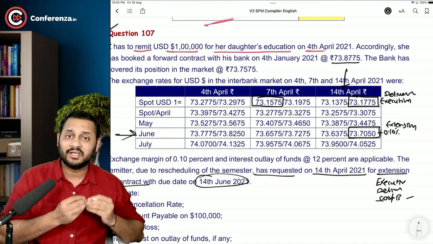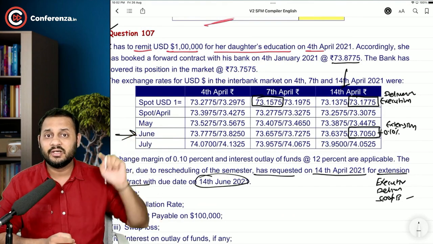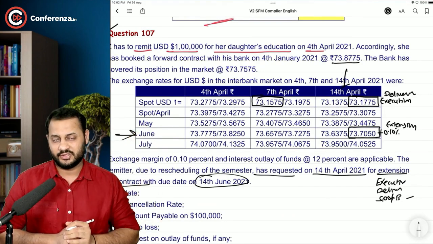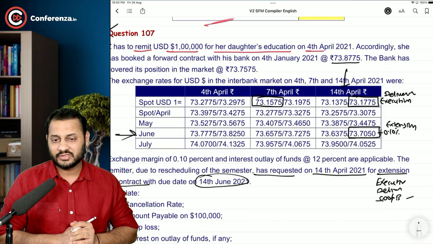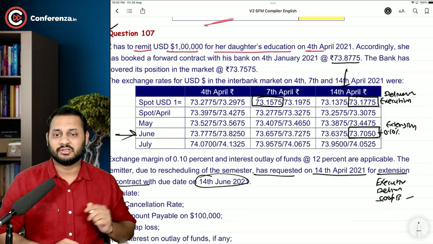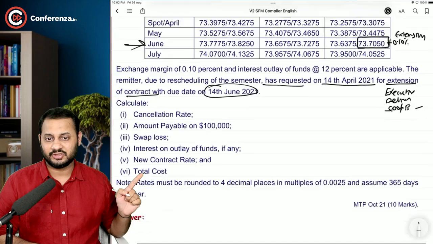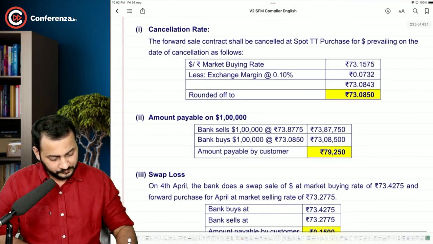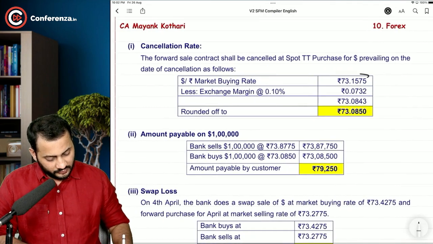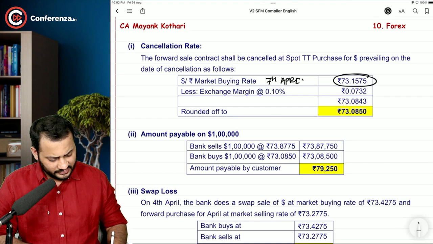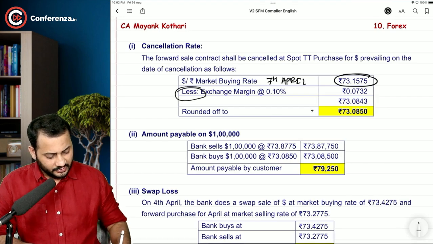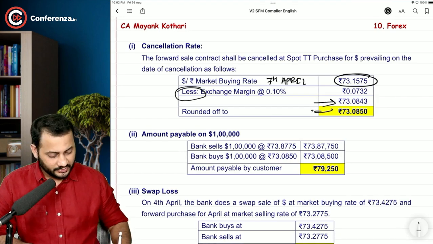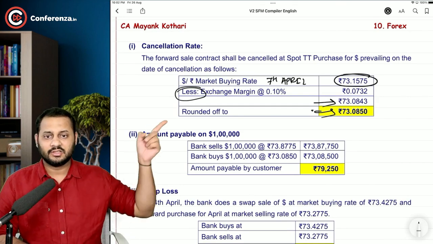73.1575, and you are applying it to the customer. This is a bid rate, so deduct the margin out of it. 73.1575 minus margin. This is going to be your cancellation rate. Let's have a look. 1575, 7th April. Since it is a bid rate, less margin, 73.0843, 73.0850. That's the rounded off rate.